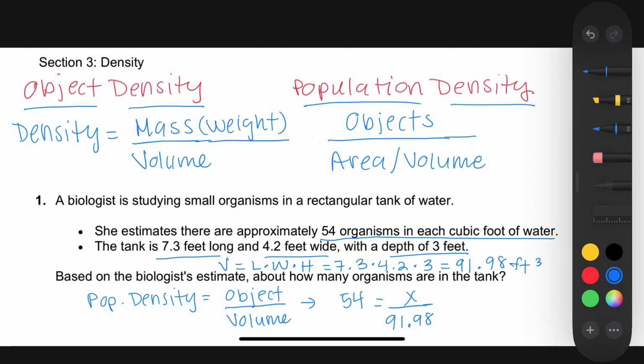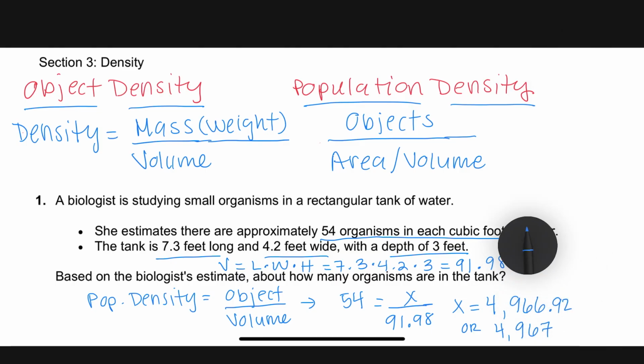in that particular tank, then we can multiply those values together. So 54 times 91.98, and we're going to get X being equal to 4,966.92, or approximately 4,967 organisms.